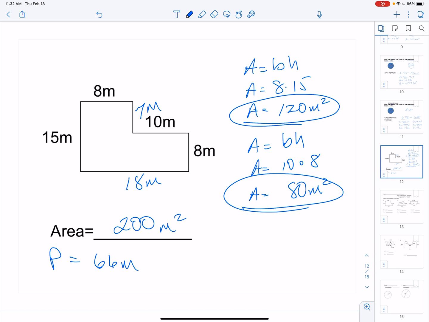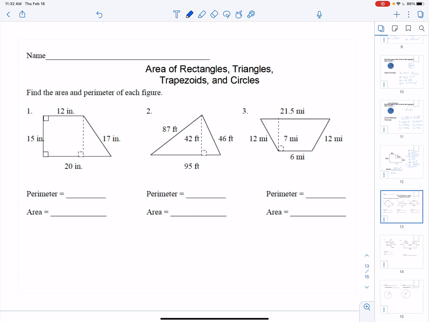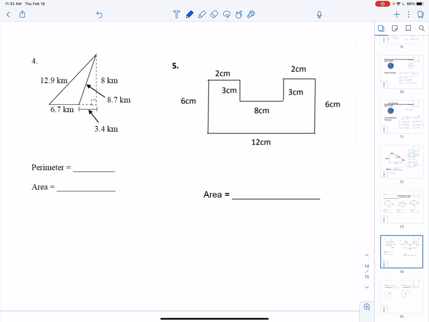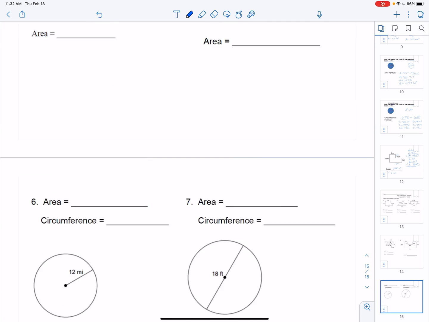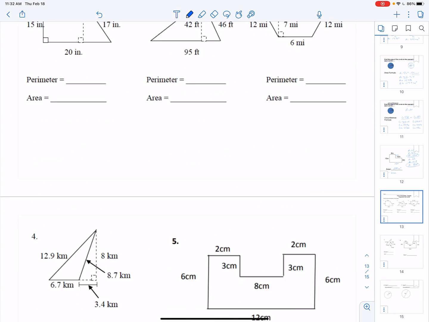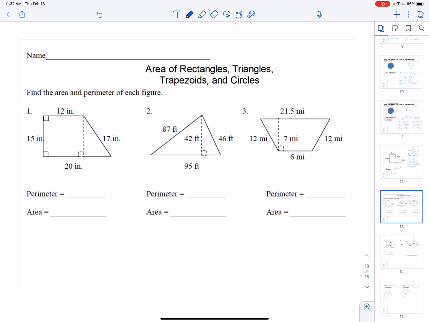Now, what you're going to do on your homework assignment is something very similar. I've given you several shapes here. Here's the first 3. Here's the next 2. And then 2 more. And for each one of those, I'm wanting you to find the perimeter and the area. So the first thing is we have to identify what kind of shapes we have.